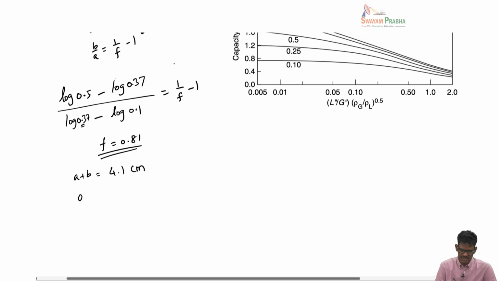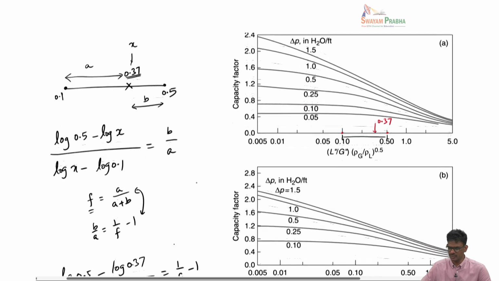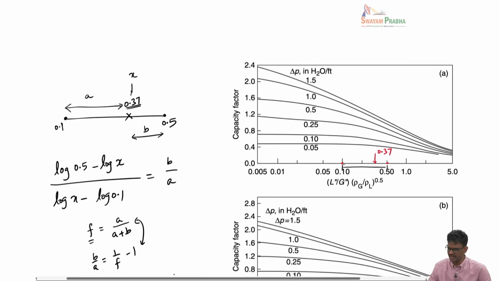Okay, so this A here will be 0.81 times 4.1. This is something like 3.33 centimeter. So I take a ruler here, from here I go to 3.33 centimeter, and that's where my point is. Having located this point, now I can go to the corresponding pressure drop and then calculate.